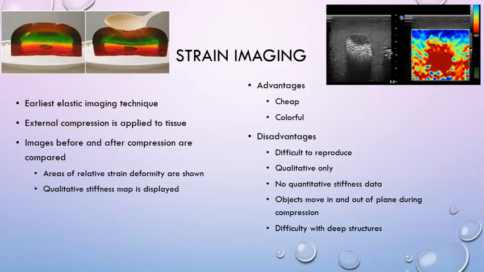Some of the other problems with it is when you push down on material, they move out of the plane during compression. So you're looking at it, you push down with your probe, and it's gone. You know, it went off the plane, and we don't see it anymore. Another problem is with deep structures. You can push really hard on some bellies, and you're not going to apply much pressure to structures that are 10 to 20 centimeters deep. So there are some issues with strain imaging.